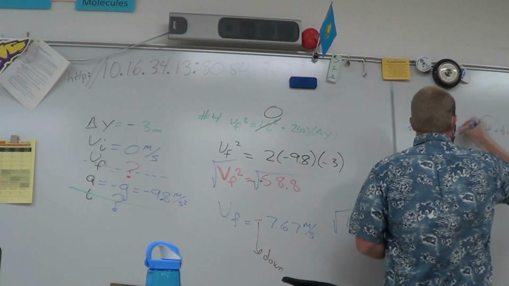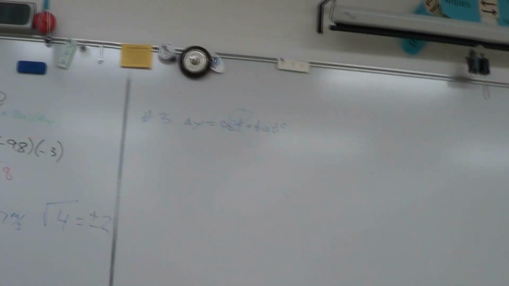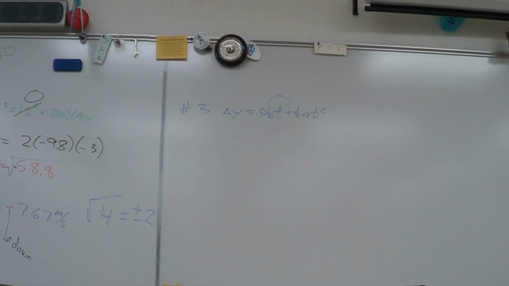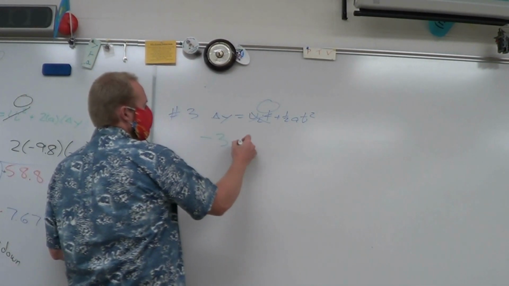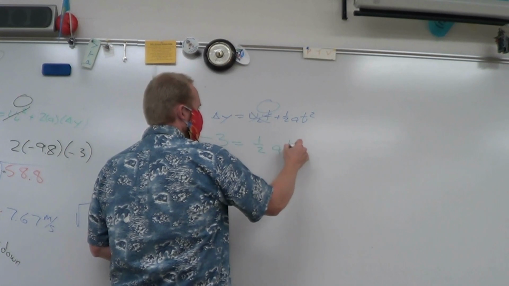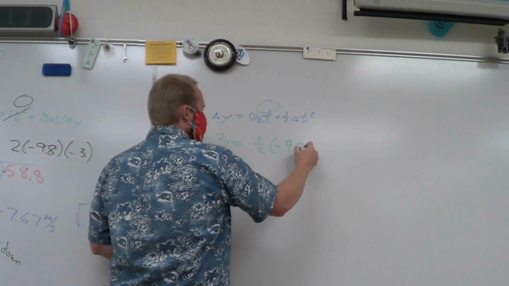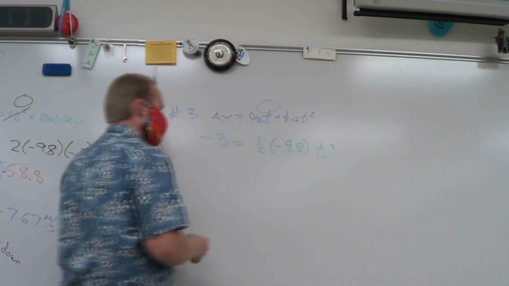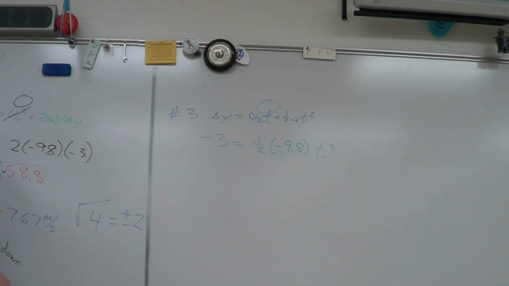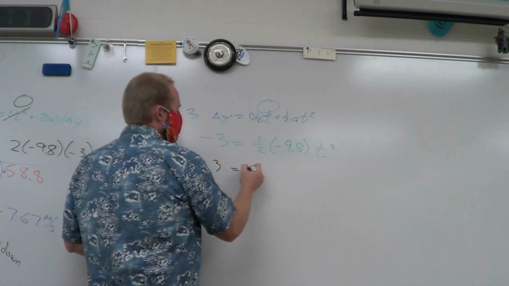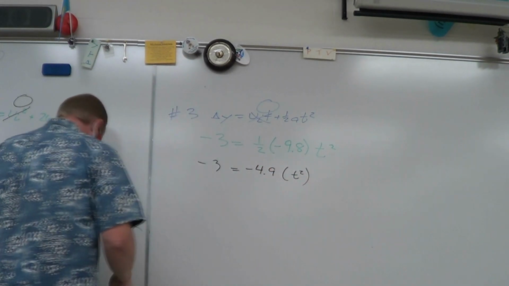And my initial velocity was 0, so we can go through and plug our numbers in here. My delta y was -3, equals 1/2 a, oops, 1/2 times -9.8 times t. So -3 equals -4.9 times t squared. How do I get t squared by itself?